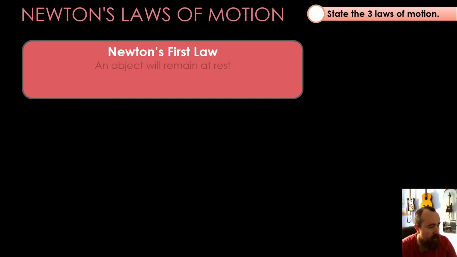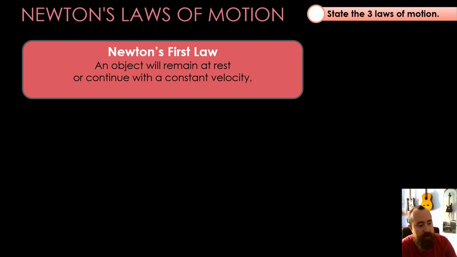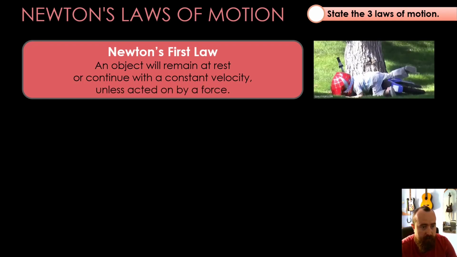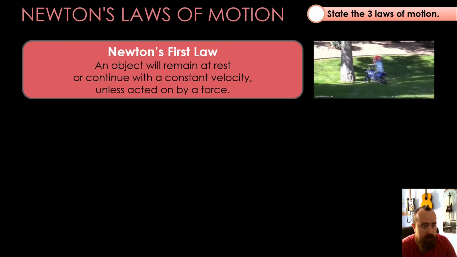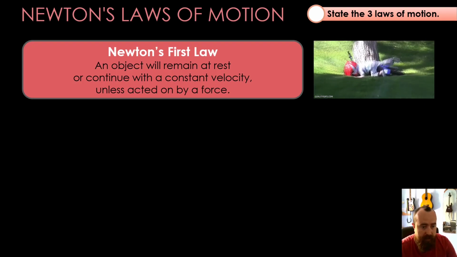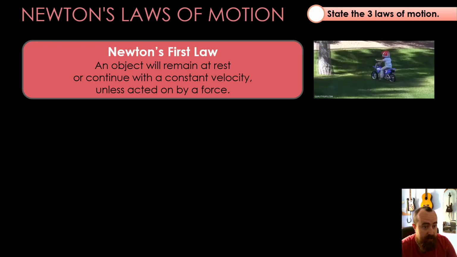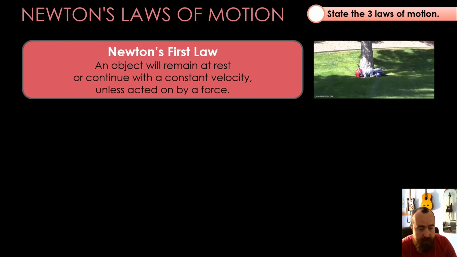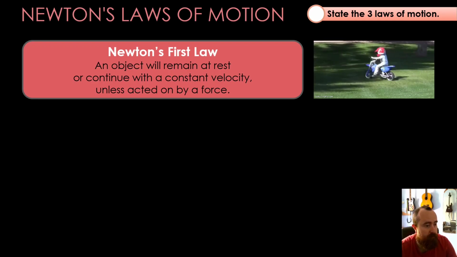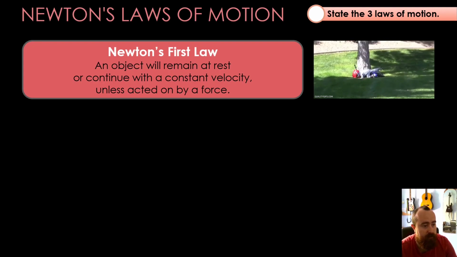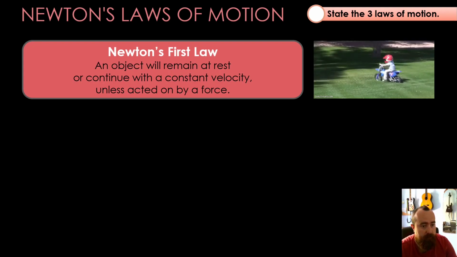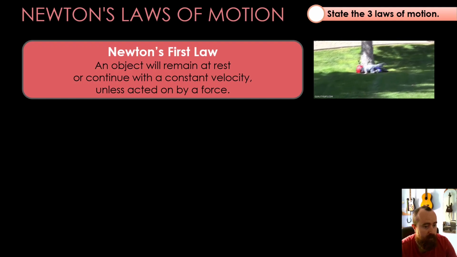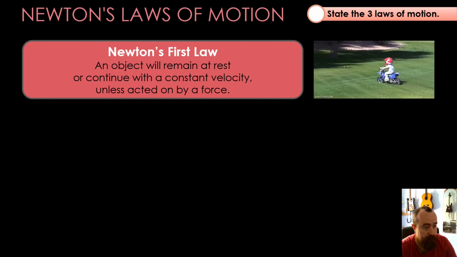Newton's first law is an object will remain at rest or continue with a constant velocity unless acted on by a force. And here's a pretty good example of this. Here's a kid going along at a constant velocity until, bang, he gets acted on by a force, and that changes his velocity, changes his motion, changes the way that he moves. So an object will remain at rest, or in this case, continue with a constant velocity unless acted on by a force, and bang into the tree provides the force there.